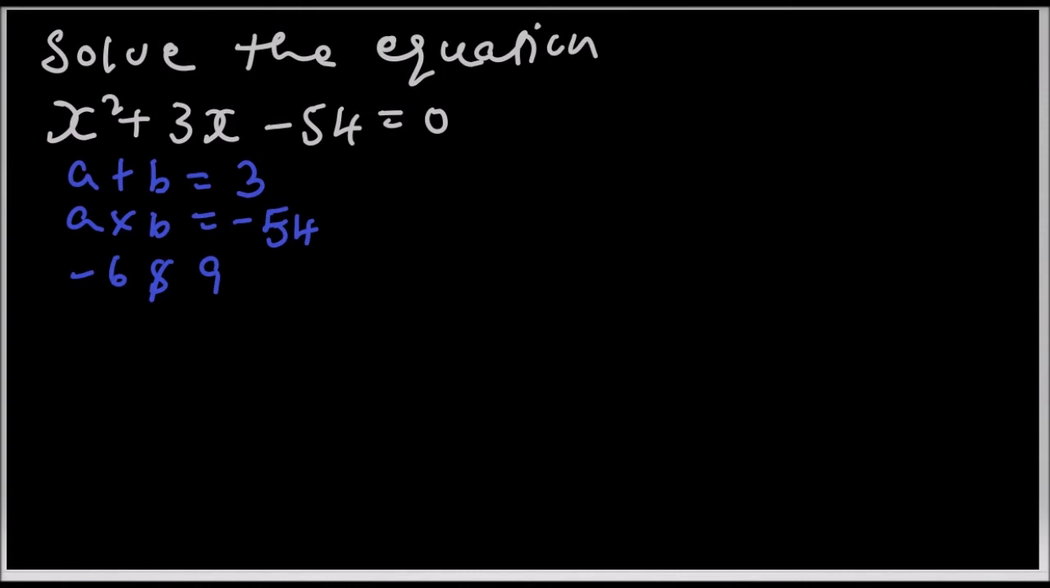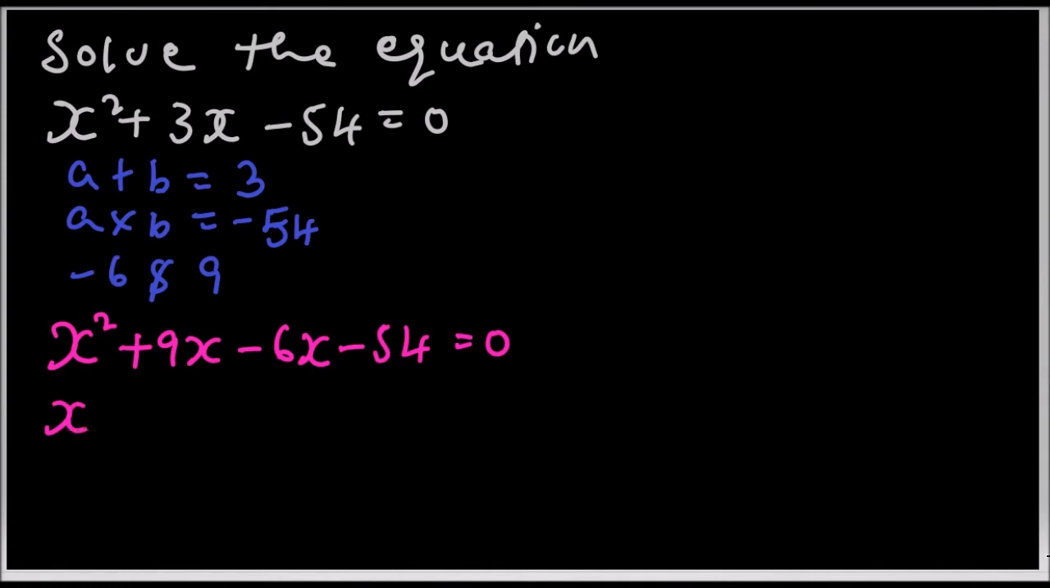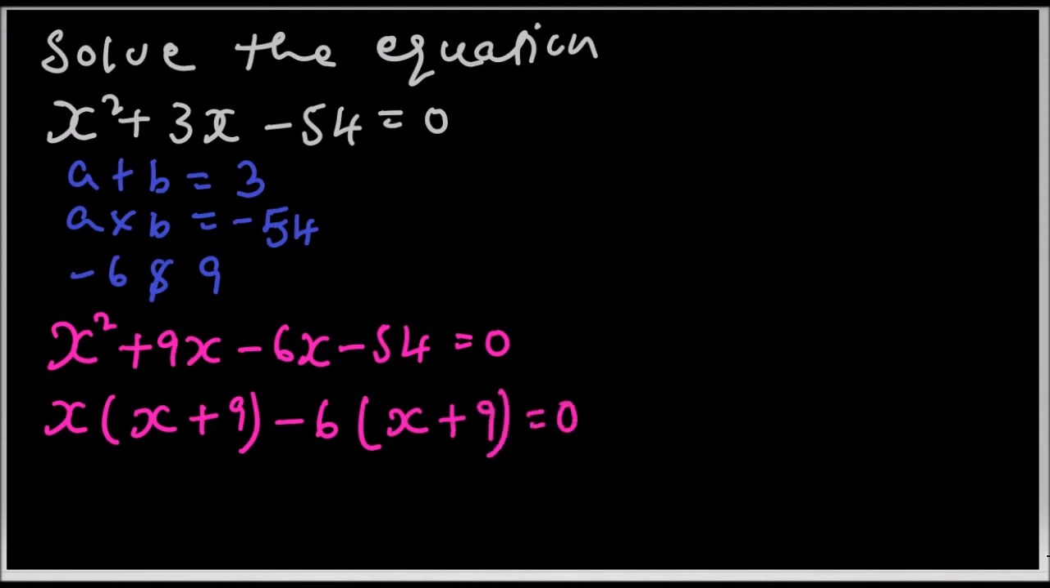So once you get that, then you rewrite your equation: x squared plus 9x, and we have minus 6x, and we have minus 54 is equal to 0. So from the first two terms we factor out x, we get x plus 9. Here we factor out minus 6, we'll be left with x plus 9. So we factor out x plus 9, and we will be left with x minus 6 is equal to 0.